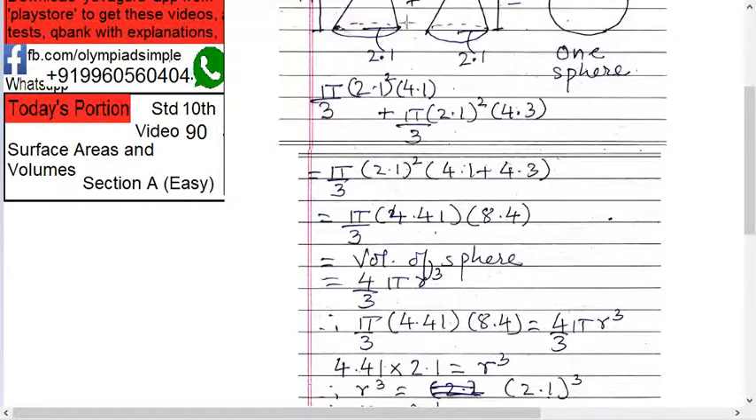Now this is the volume of the two cones. Now the volume of a sphere is what? 4 upon 3 into pi r cube. Okay. Equate them. So pi upon 3 into 4.41 into 8.4 equals 4 upon 3 into pi r cube. We have to find the r and then the d. So just equate them, solve them. You will get r cube equals 4.41 into 2.1. This 4 ones are 4.